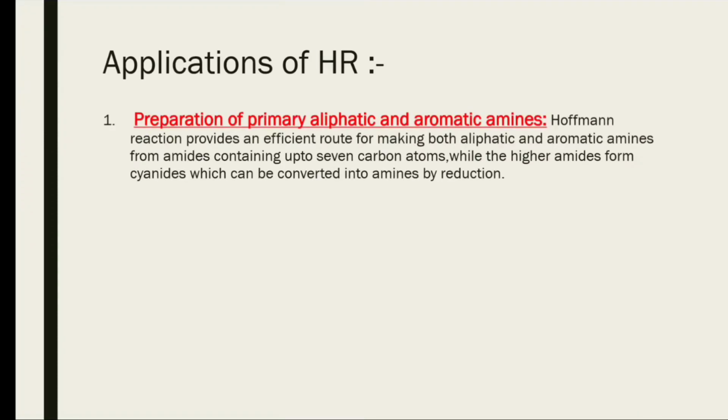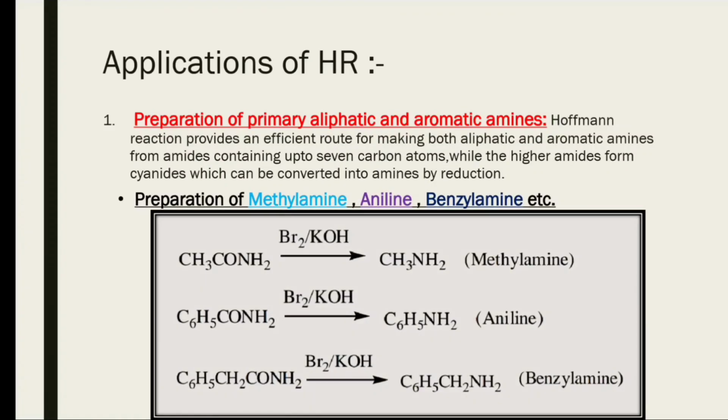Let us discuss a few applications of Hofmann rearrangement. First is preparation of primary aliphatic and aromatic amines. Hofmann reaction provides an efficient route for making both aliphatic and aromatic amines from amides containing up to 7 carbon atoms, while the higher amides are made from cyanides, which can be converted into amines by reduction. So, in these reactions, you can see how the C double bond O group of amides gets removed and we get these products: methylamine, aniline and benzylamine.